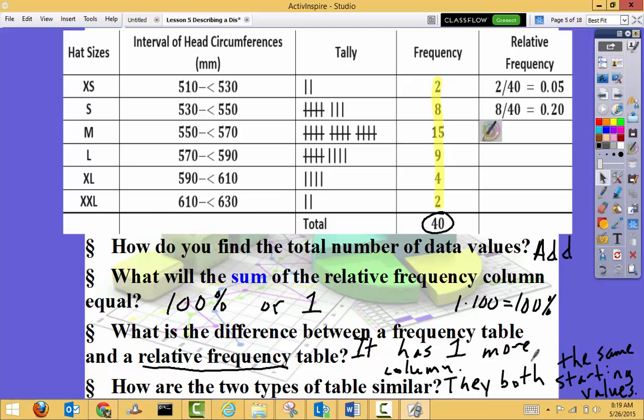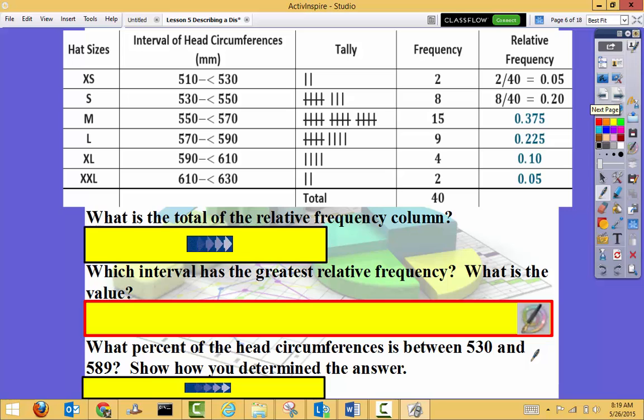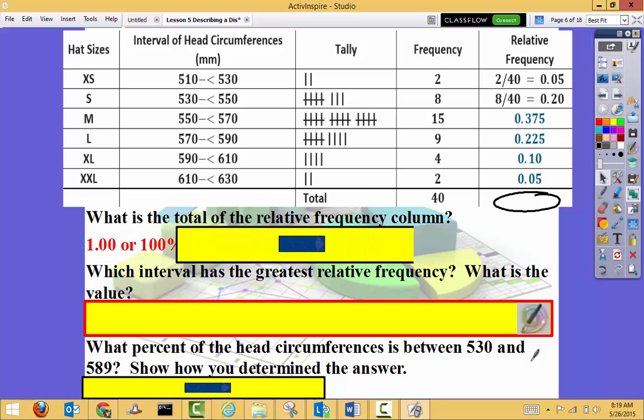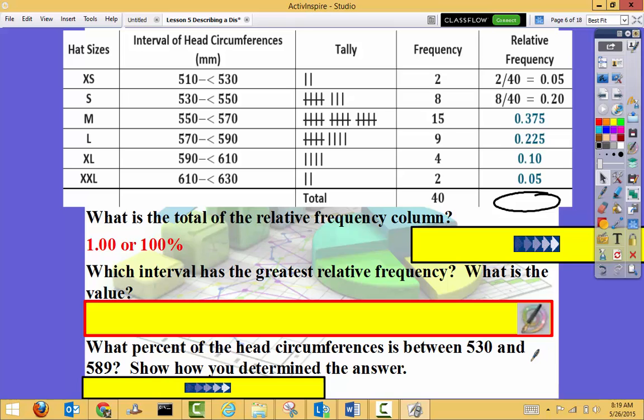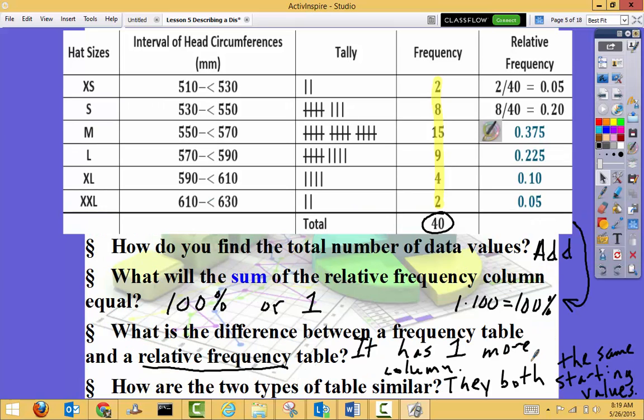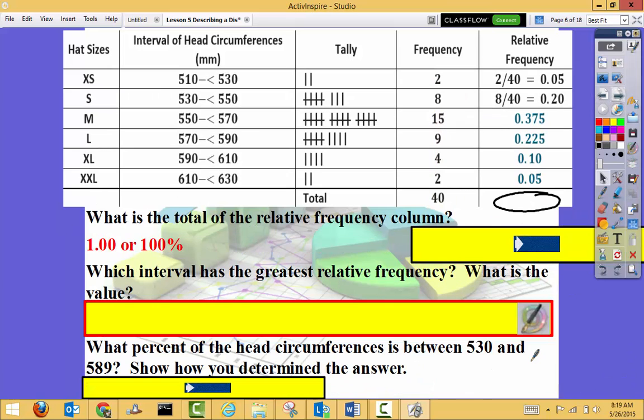Well, let's check your answers for the relative frequency. And you'll notice when I add all of these up, they will get me that 100% that I was talking about. Okay, now what is the total of my relative frequency column? What is my total going to be in this box right here? Well, that total is going to be that 1 or 100 that we discussed on this page. It's that sum, that total.